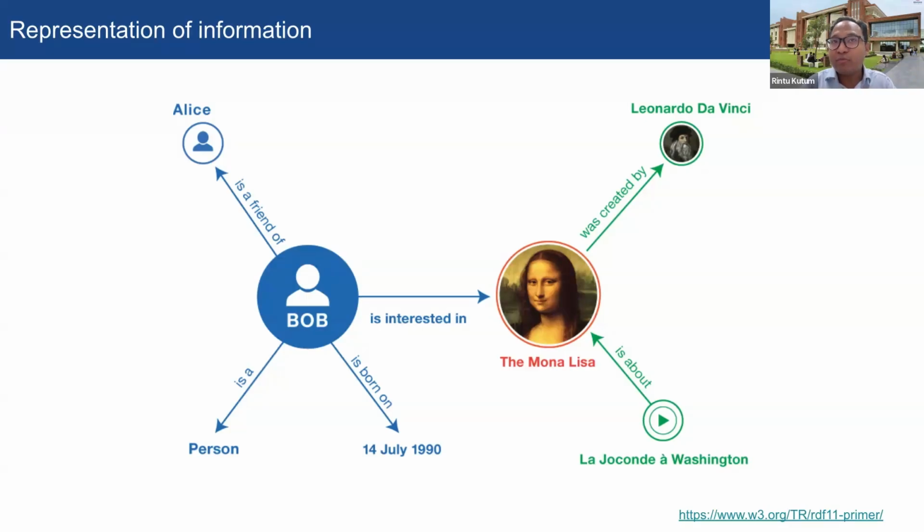Then you can have other information, for example, date of birth, which can also be put into that relational mapping, which is Bob is born on that specific date. And likewise, since we have this interest, we can put "is interested in" the Mona Lisa. And that subject, the Mona Lisa, also contains its own information content. For example, it was created by Leonardo.